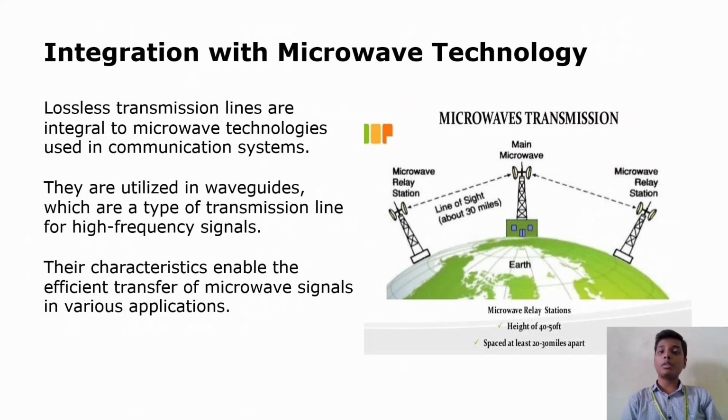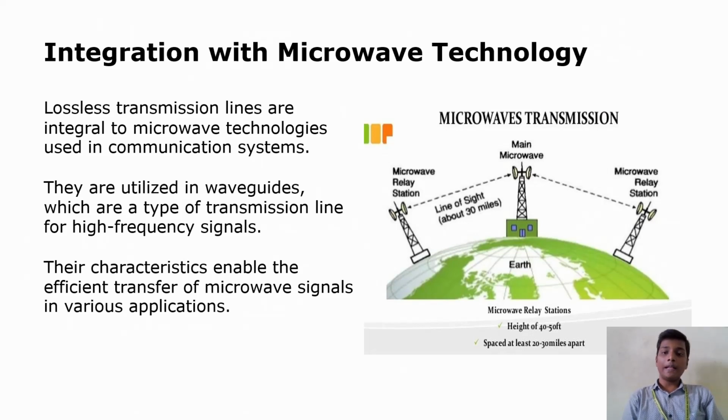Integration with microwave technology. Lossless transmission lines are integral to microwave technologies used in communication systems. They are utilized in waveguides, which are a type of transmission line for high frequency signals. Their characteristics enable the efficient transfer of microwave signals in various applications.